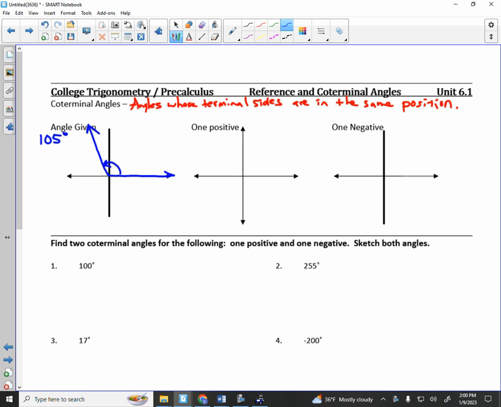And it would be this red angle. Notice how it's in the same position, but instead of going just to 105, we're going to go around more than once. You may know how I would calculate that angle. Yeah, so if you just take 105 and add 360 to it, you get 465 degrees.